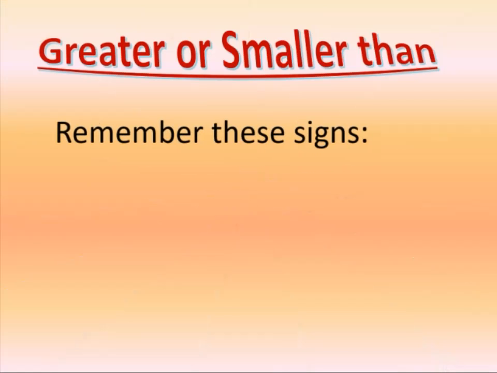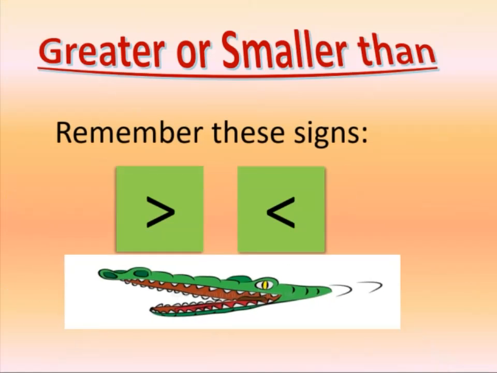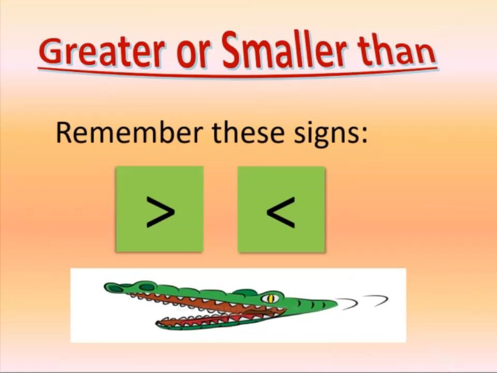So the thing that you must remember is these signs. You must see these signs in your book. I told you earlier that these signs look like the alligator mouth. And all of you know that the alligator loves to eat the bigger number, right? So we have to open the mouth of the alligator towards the bigger number, right?